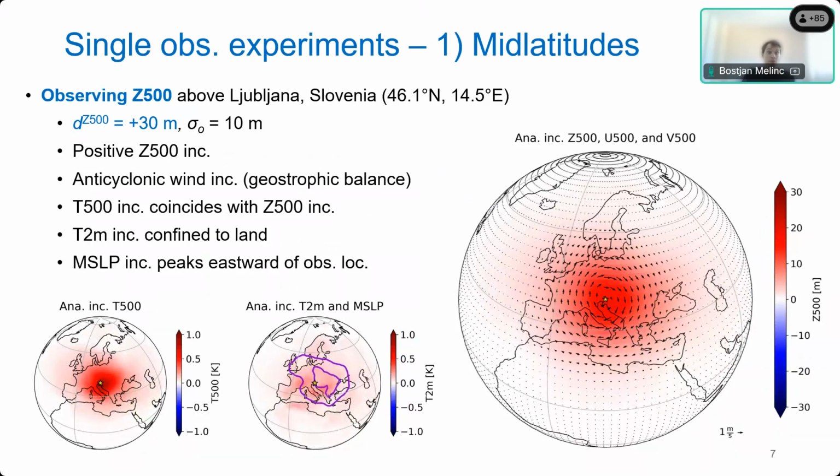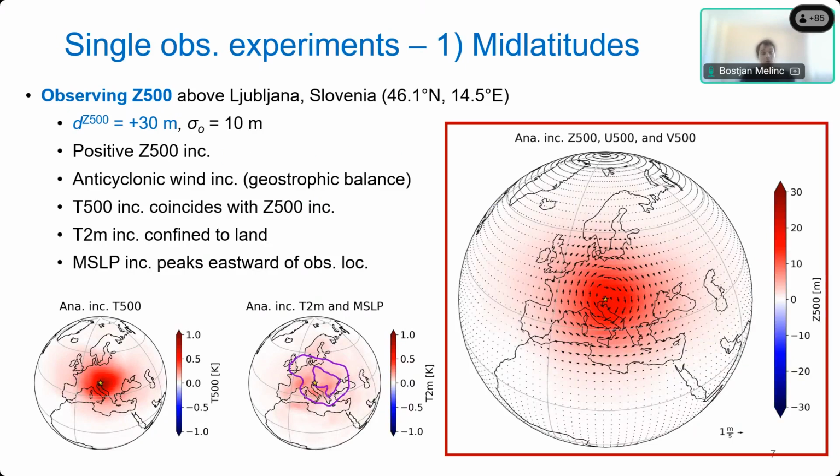So I'm going to show you 2 single observation experiments. First one in mid-latitudes, where we observe 500 hectopascal geopotential height above Ljubljana. So the observation location is denoted by this yellow star. And this observation has a positive departure. And also the analysis increment of Z500 is positive, and it's surrounded by an anticyclonic wind increment, which both together indicate that geostrophic balance is preserved during the assimilation process.